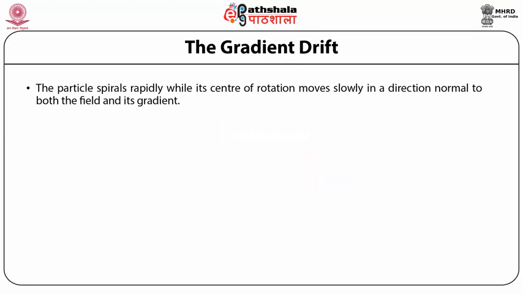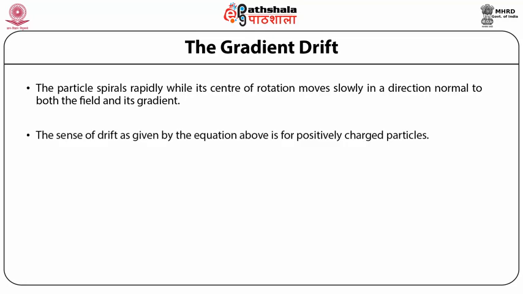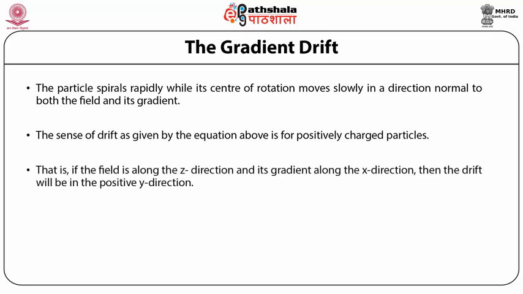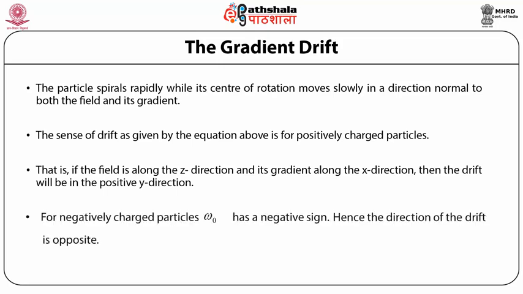The particle spirals rapidly while its center of rotation moves slowly in a direction normal to both the field and its gradient. The sense of drift as given by the equation above is for positively charged particles. That is, if the field is along the z direction and its gradient along the x direction, then the drift will be in the positive y direction. For a negatively charged particle, ω₀ has a negative sign, hence the direction of drift is opposite.